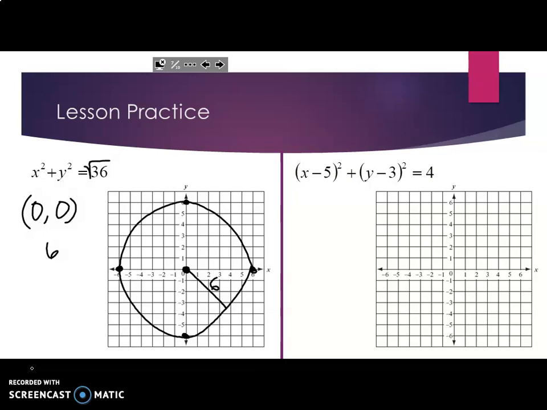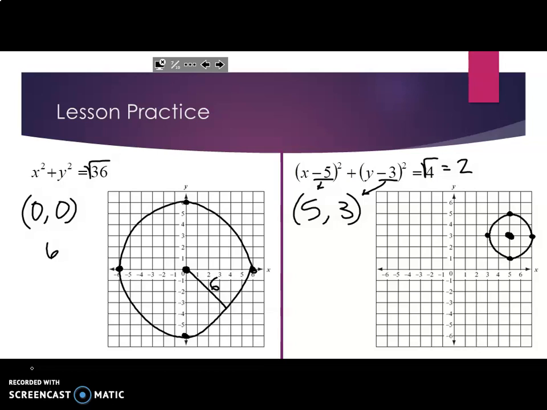Okay, again, hopefully you've paused this, tried this on your own. We've got our center would be at 5, 3. We change the sign. -5 becomes a positive sign. 5, -3 becomes a positive 3. So to the right 5 and up 3. Okay, and then our radius for this, remember we're taking the square root of 4 to find our radius. Our radius would be 2, right 2, down 2, left 2, up 2.